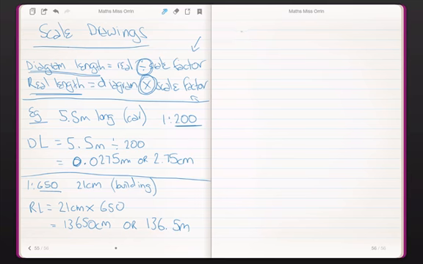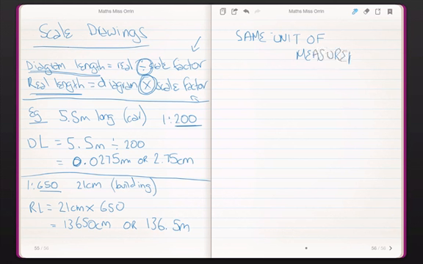Okay, now one of the other things you need to do is make sure everything is in the same unit of measurement, okay? It will not work if it's not. Really important. So for example, let's say that you had something that looked like this, 1 centimeter to 7 meters. This is not a proper scale factor because these are in different units of measurement.